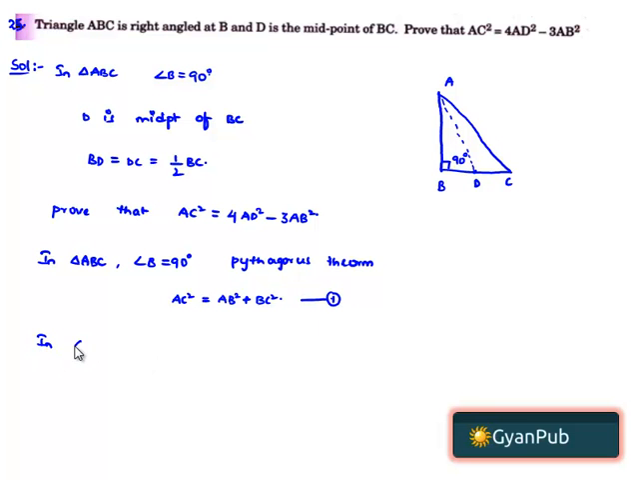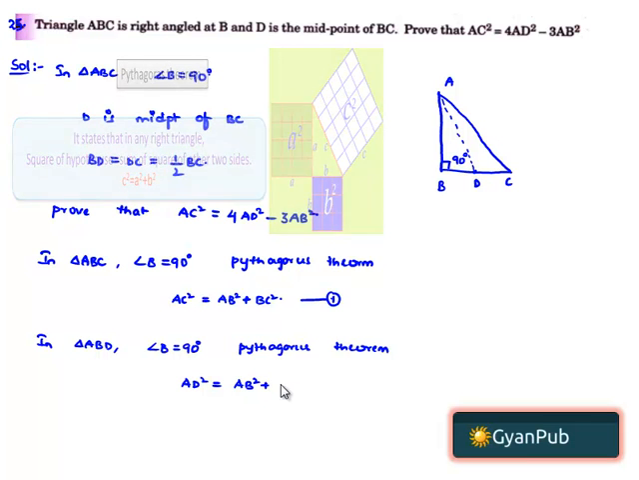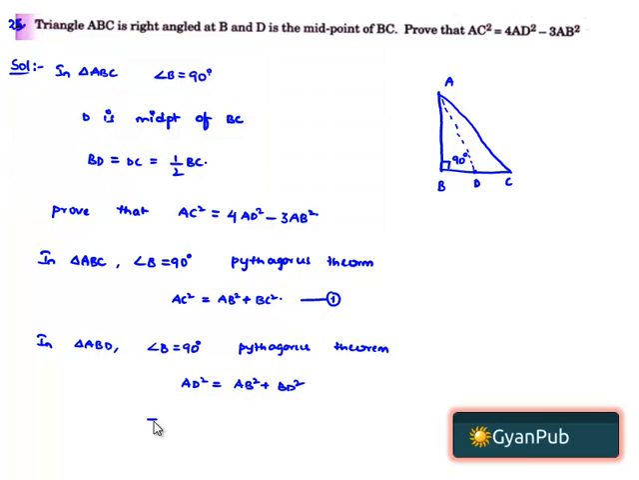Now in triangle ABD angle B is equal to 90 degrees again. So let us apply Pythagoras theorem here. Then we get AD square is equal to AB square plus BD square, which implies that AD square is equal to, from equation 1 we get AB square is equal to AC square minus BC square. Therefore let us substitute that value here.